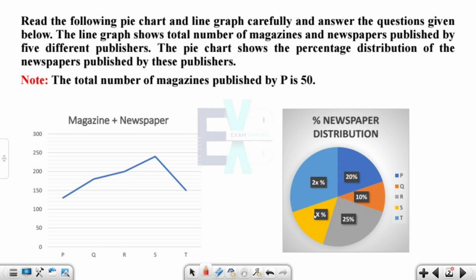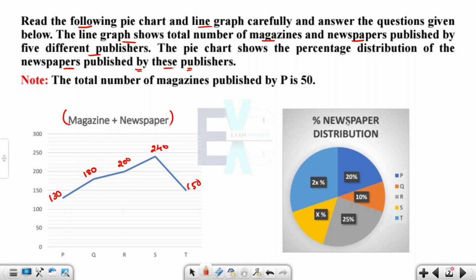So first one, you read the question here. Read the following pie chart and line graph carefully and answer the questions given below. The line graph shows the total number of magazines and newspapers published by five different publishers. The pie chart shows the percentage distribution of newspapers published by these publishers. If you observe the line graph, what are the five companies? It is P, Q, R, S, T, and here it is 130 and 180. Next is 200 and 240 and 150. This is nothing but the sum of magazines and newspapers.